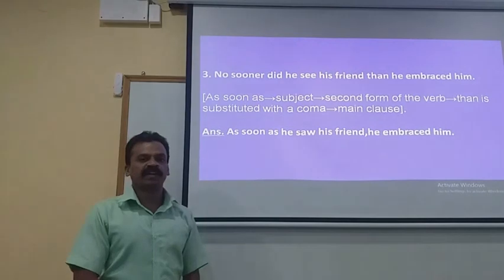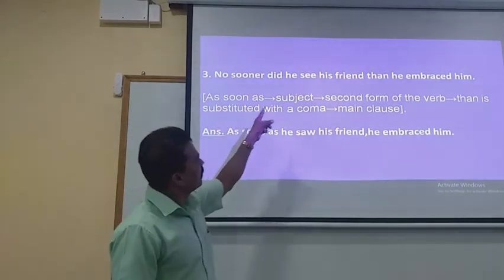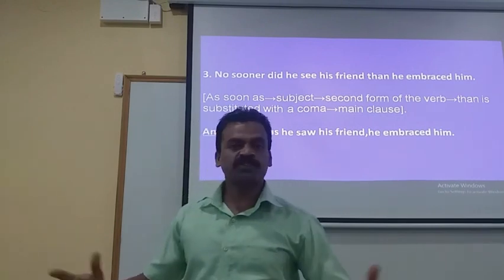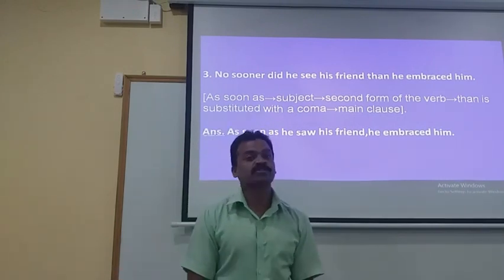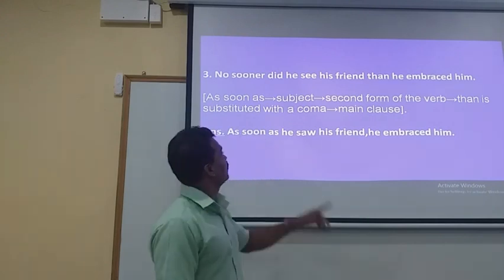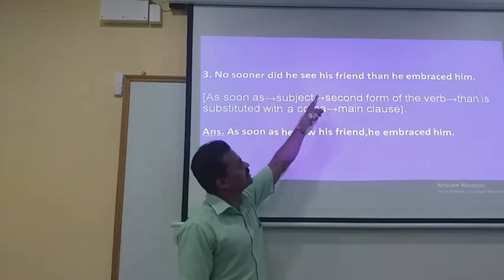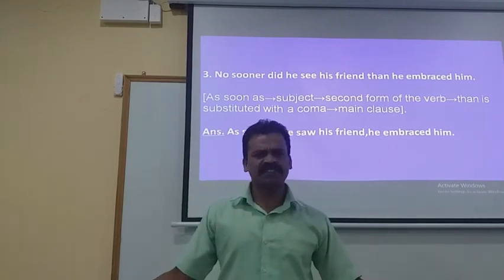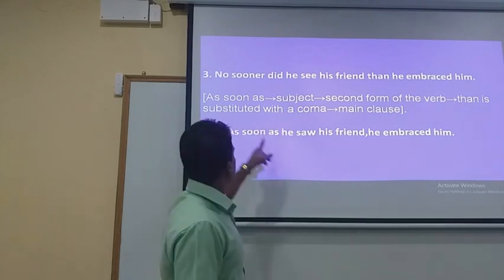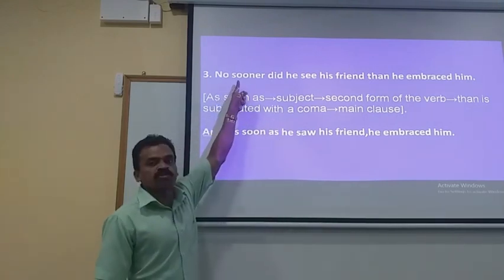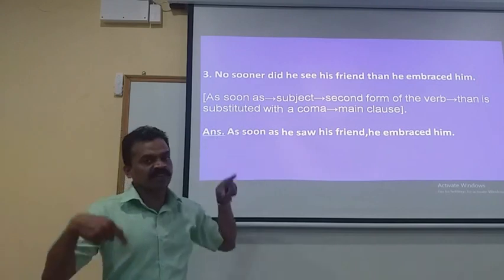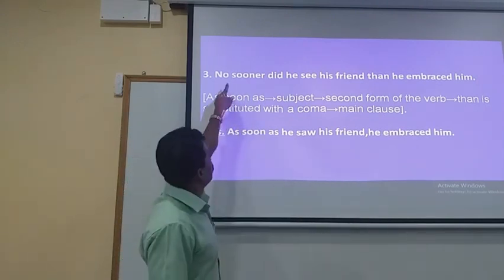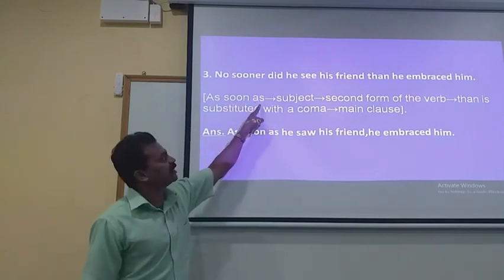Let's see the statement given here. No sooner did he see his friend than he embraced him. Earlier we saw the statement that was given in as soon as. Now we see the statement in no sooner. No sooner did he see his friend than he embraced him. The rule is the same, very simple. In the previous part, what we did was substitute as soon as with no sooner. The same way, the word no sooner will be substituted with as soon as.